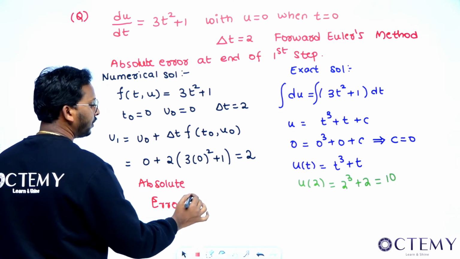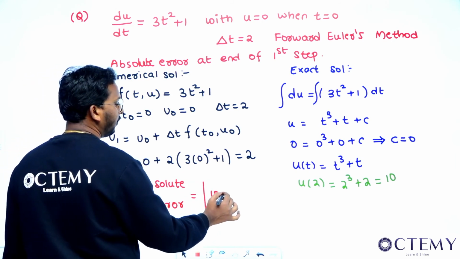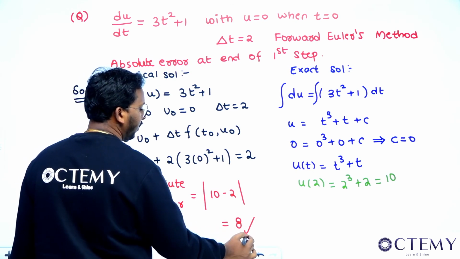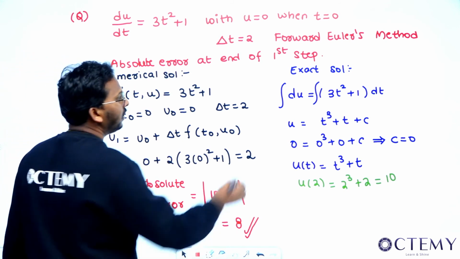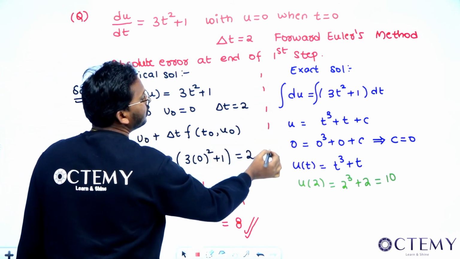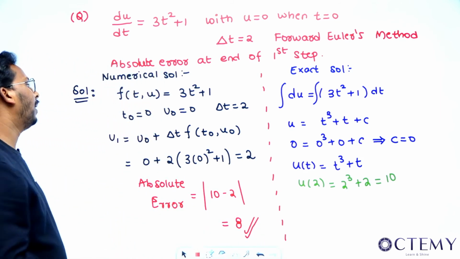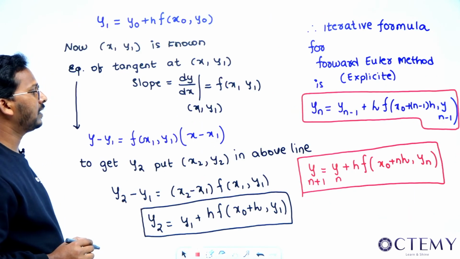If you want to find the absolute error, that would be equal to modulus of 10 minus 2, which is equal to 8. Right? So this is a large error because your step size is very high. That's why you got this much big error. So this is how you have to apply your forward Euler's method, and these are some example problems on this.